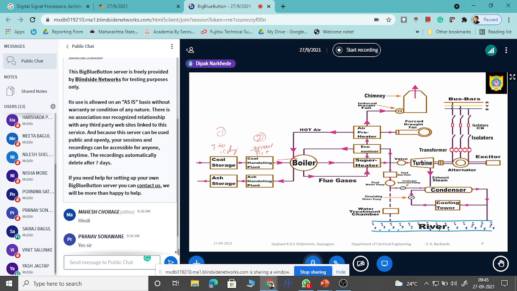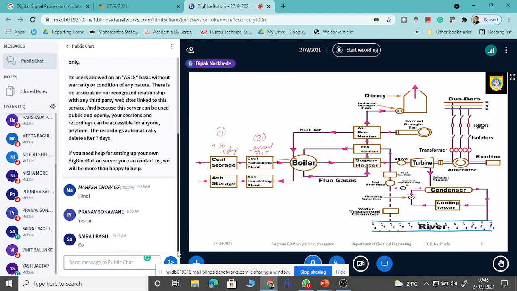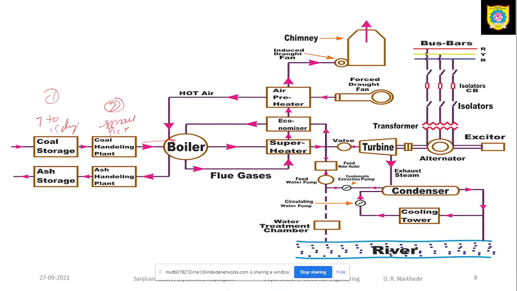What is required for the burning purpose? Oxygen is required. Without oxygen the burning does not take place. So inside, where is the oxygen? We don't have a separate oxygen cylinder, just like we use for a COVID patient.